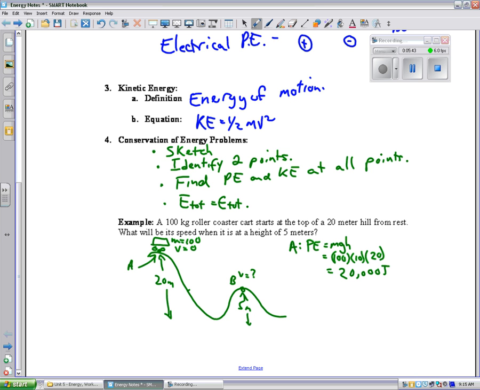And then the kinetic energy there is 1/2 mv squared, but it's going to equal 0 because v is 0. And then I can add those to get my total. And my total is just going to be 20,000 joules.